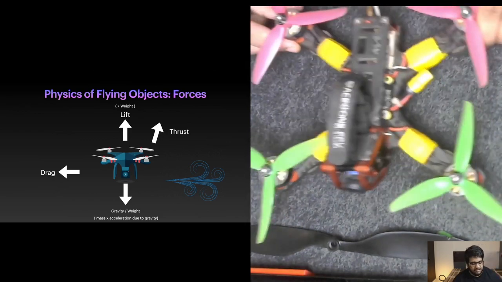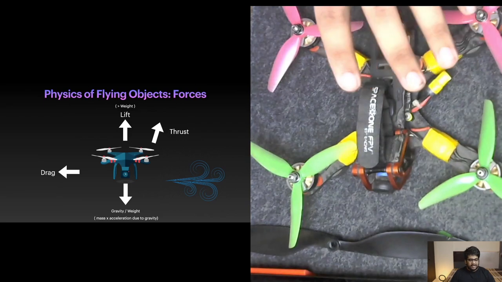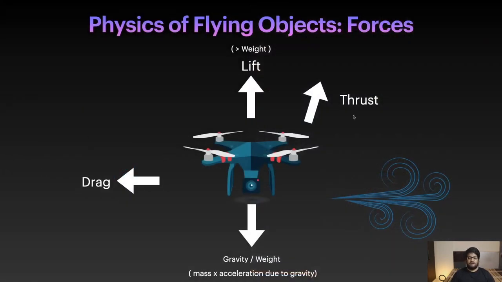So that is how the thrust is changed in the case of a multi-rotor, and that is why I chose this weird angle for the thrust, and we will talk more about thrust vectoring in a later slide. But for now, just consider that the thrust coming from a multi-rotor is not straight up, which is a misconception, but it keeps changing depending on the motion of the multi-rotor.